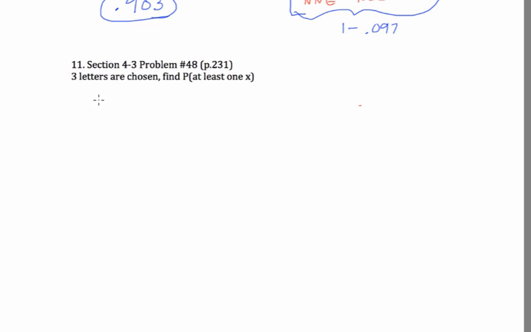Three letters are chosen. Find the probability of at least one x. Again, I'm not going to find at least one x. I'm going to find the probability that there's no x's and do 1 minus. So I know the probability of getting an x is 1 out of 26. So the probability of not getting an x, or the complement of that, is 25 out of 26. So I want to know the probability that I get no x's. So if the first one is not an x, first letter I draw, and then the second one is not an x, and then the third one is not an x.